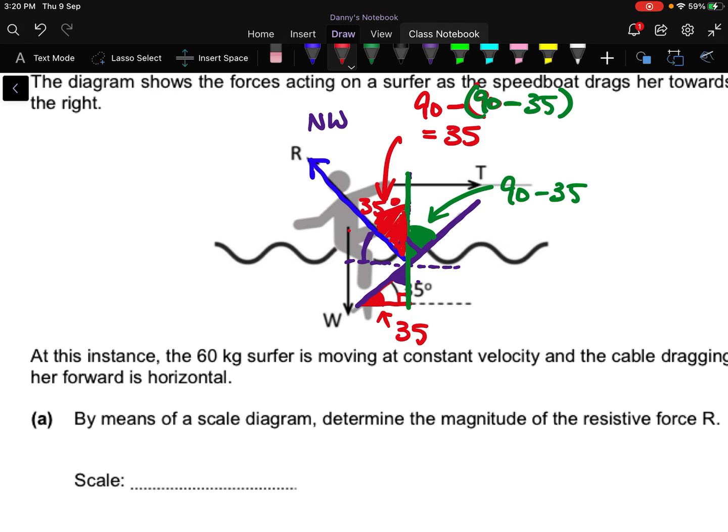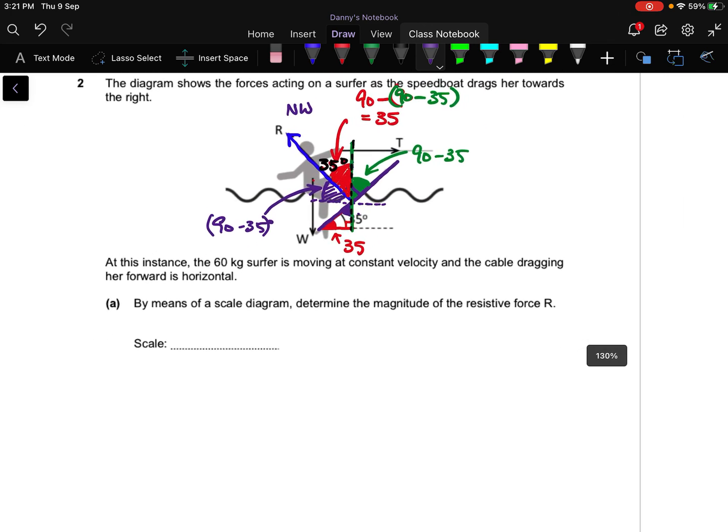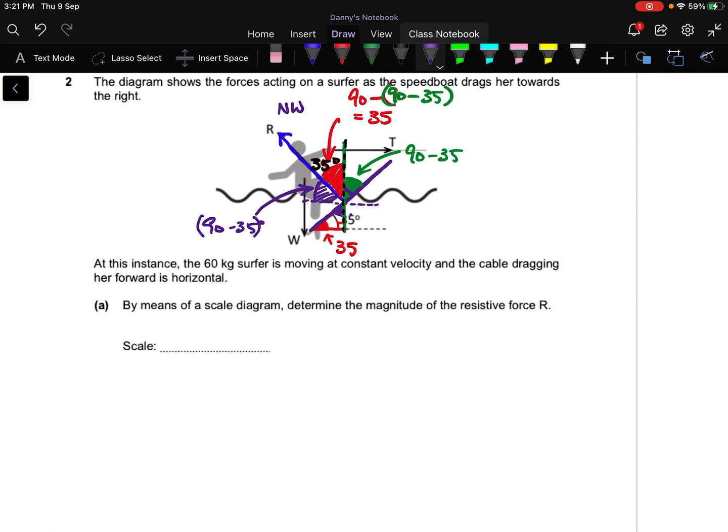So now you have this bearing, you know that my force factor R is making an angle of 35 degrees with the vertical. If you do not like the vertical, then you can also work out this purple quadrant, which by now you should be able to see is 90 minus 35. Once you have that, things will be very straightforward.